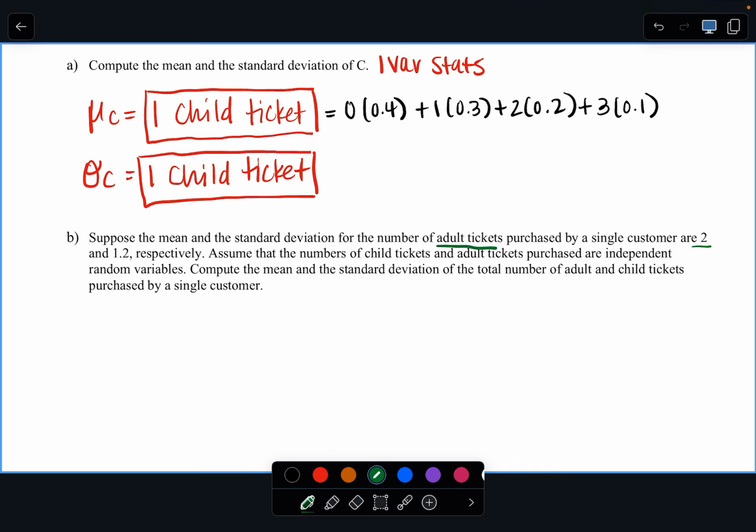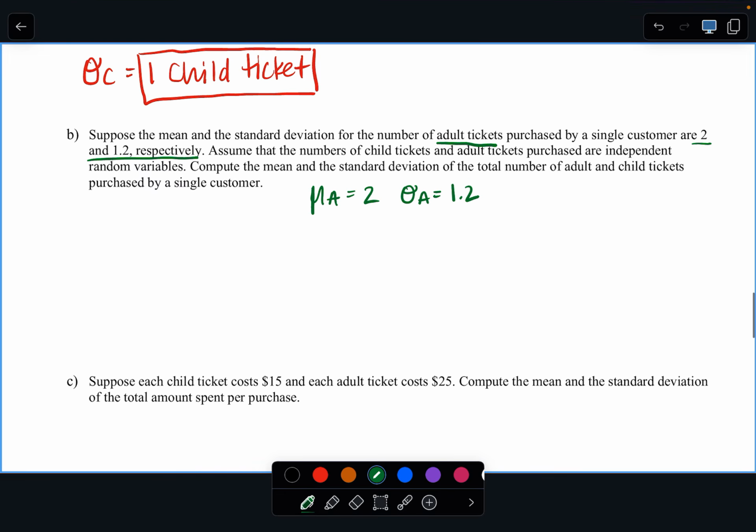Okay, now suppose the mean and the standard deviation for number of adult tickets purchased by a single customer are 2 and 1.2 respectively. So mu of A is 2, standard deviation of A is 1.2. And what you'll find, because I'm going to explain it as I get to these, is that if I'm reading a question and they're giving me information, I usually rewrite it myself to organize it outside of all of the words that College Board likes to include. So I can look at this and know what the mean and standard deviation is without having to reread the entire question.